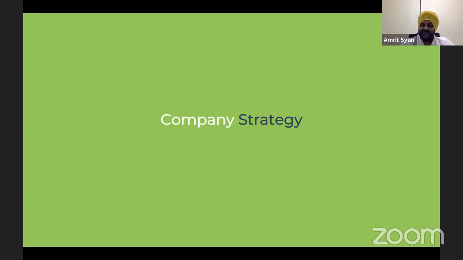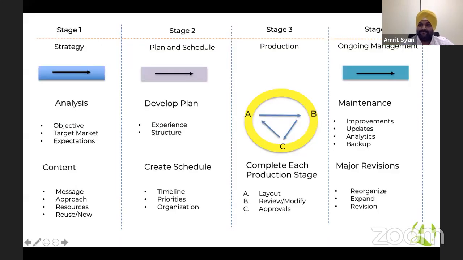Then comes your company strategy. Now, keeping a company strategy in mind, always analyze first. Strategy is the first thing where you analyze, where you get your target market and objective. The first thing which comes to your mind is, karna kya chahte ho? In the sense, what do you want to make? What do you want to create? What service do you want to give?